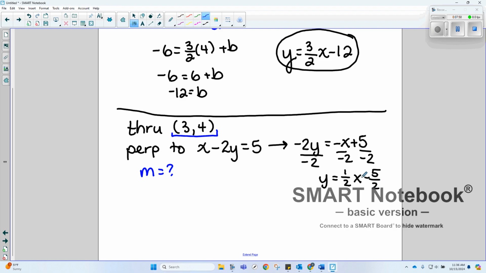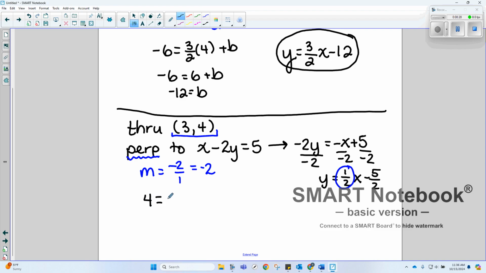Okay. Now the slope of this line is positive 1/2, and I want to be perpendicular to that line. Perpendicular lines have slopes that are opposites and reciprocals, meaning I'm going to flip 1/2 upside down, and I'm going to change its sign. The slope I need to use in my equation is going to be -2.